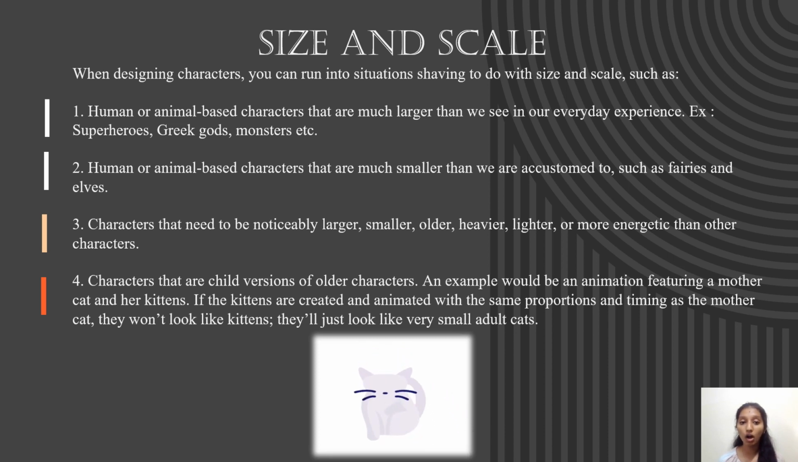Characters that are child versions of older characters. An example would be an animation featuring a mother cat and her kittens. If the kittens are created and animated with the same proportion and timing as the mother cat, they won't look like kittens. They'll just look like very small adult cats.